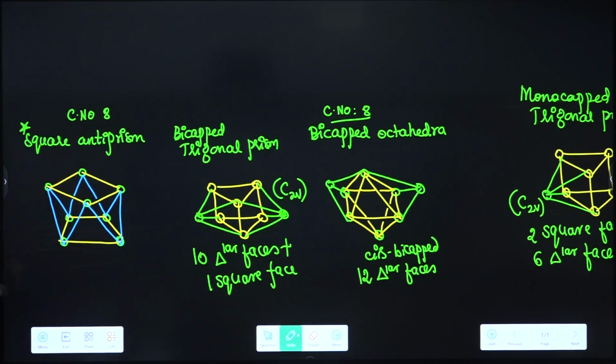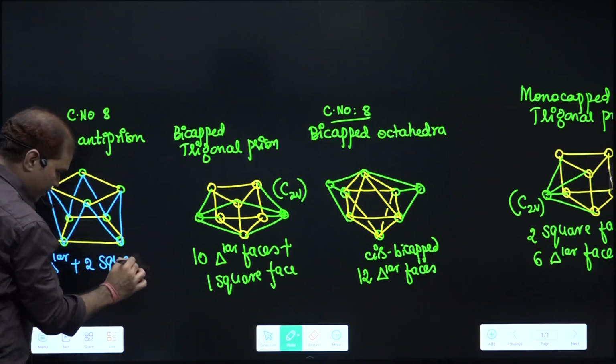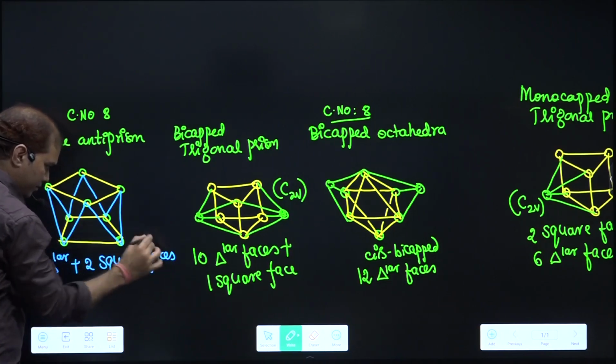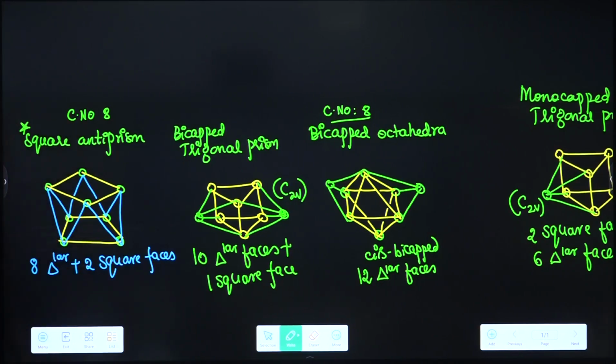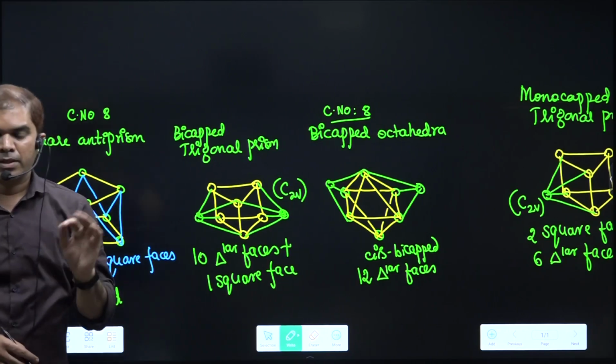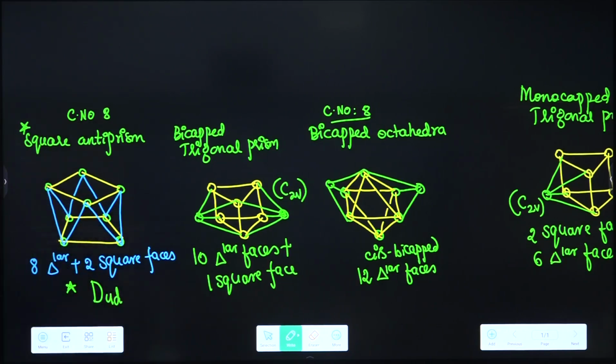So altogether how many faces? I drew 8 lines. It means 8 triangular faces in between. One square face above, one square face below. So there are 8 triangular plus 2 square faces. 8 triangular plus 2 square faces. Point group is D4D. Square antiprism is D4D.